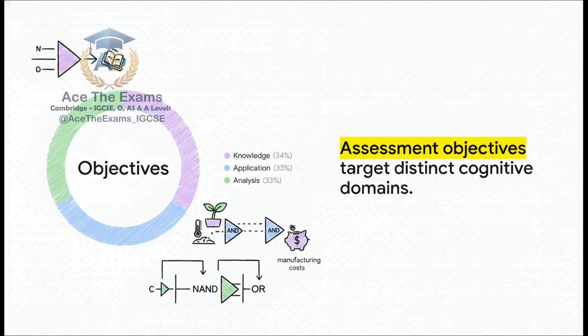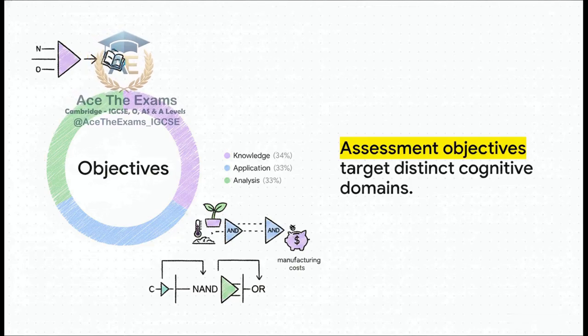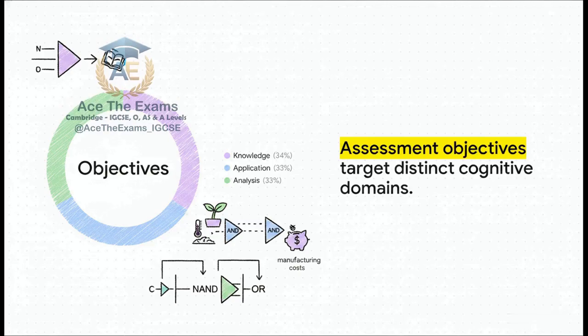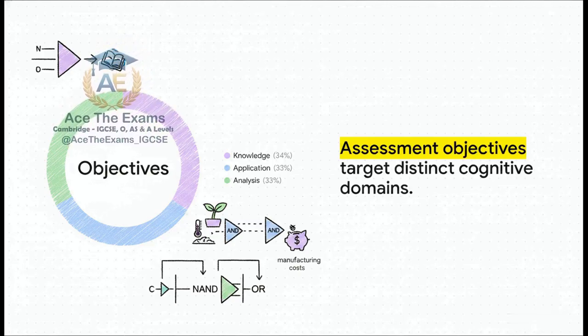Now imagine a much better answer that says, in the specific automated greenhouse system, the AND gate ensures the sprinklers only turn on if the temperature is high and the soil is simultaneously dry. Which domain are we hitting now? Exactly, that is application.